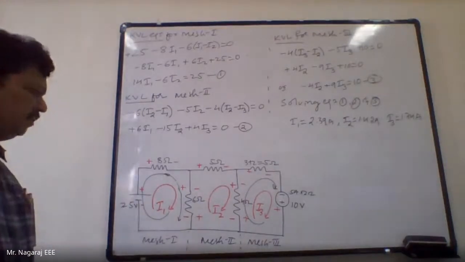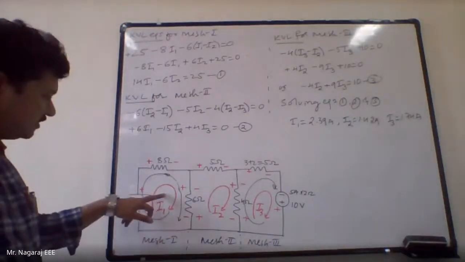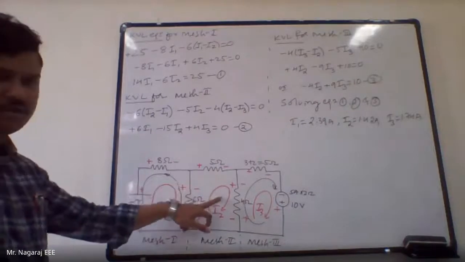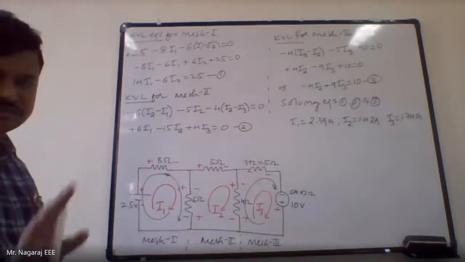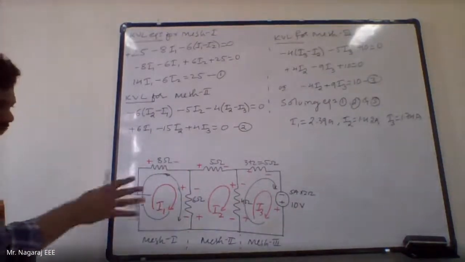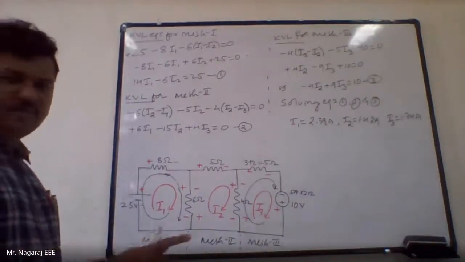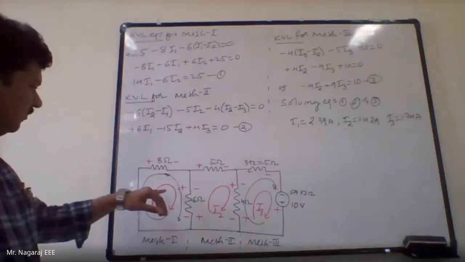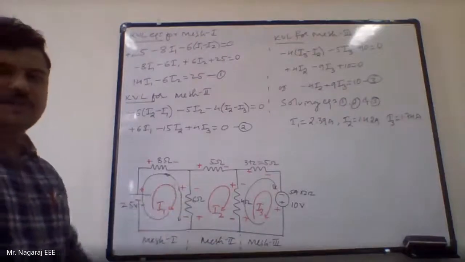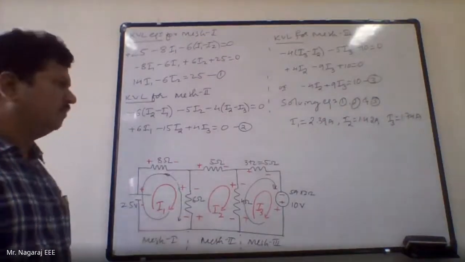Don't make the mistake of taking the first mesh current clockwise, the second anti-clockwise, the third again clockwise. If you take clockwise, take it for all the meshes clockwise. If you take anti-clockwise, take it for all the meshes anti-clockwise. That is how we have to solve.